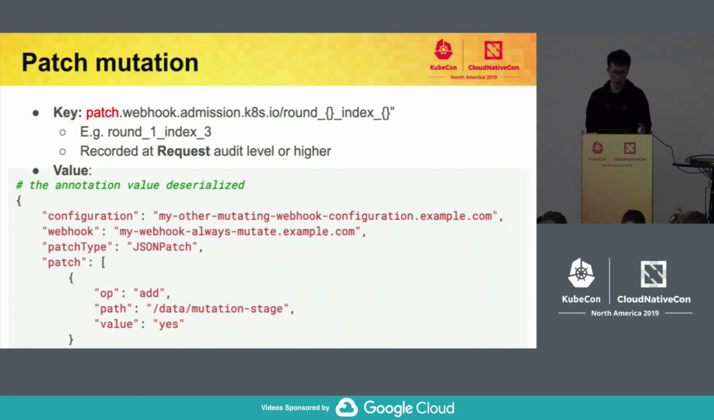The other annotation key starts with the word patch, followed by the same thing. And just to give you another example, round 1 index 3 means this is a webhook activity that happened in the second round, which is the reinvocation round, and this is the 4th mutating webhook in the mutating webhook list. This annotation is recorded if the audit level in the cluster is set to be request or higher. The value of the annotation is a JSON blob with 4 fields: the webhook configuration name, the webhook name, the patch type, which is JSON patch in this case, and the actual JSON patch sent from the mutating webhook. As you can see, this mutating webhook was trying to set the value under /data/mutation-stage to be yes.